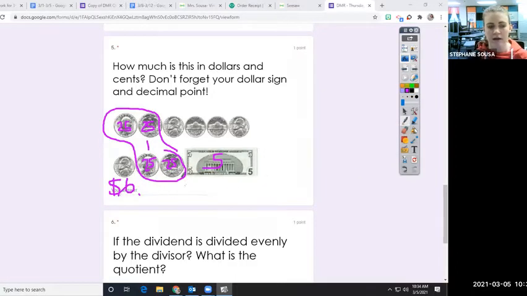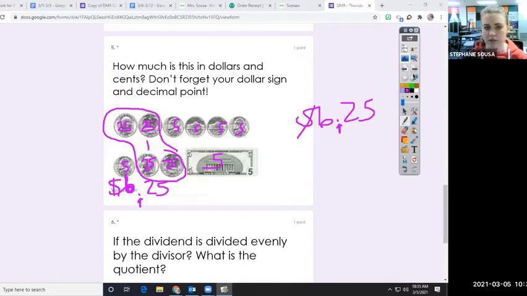Okay, now I've got to count my nickels. 5, 10, 15, 20, 25, $6.25. Make sure you put your decimal point, okay? If you don't put your decimal point, you're saying you have $600, and that is a lot more money than if you put your decimal point and have $6.25. It's a very big difference.